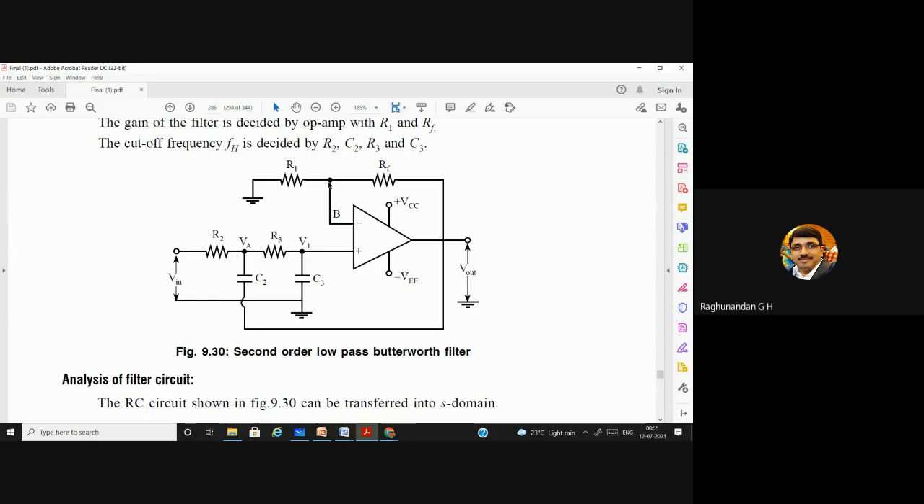Can anyone tell me what this node is known as? With respect to this portion, which is the non-inverting amplifier, what do we call this node? Virtual ground, sir. Very good. So whatever voltage we have at V1 will be reflected over this node.